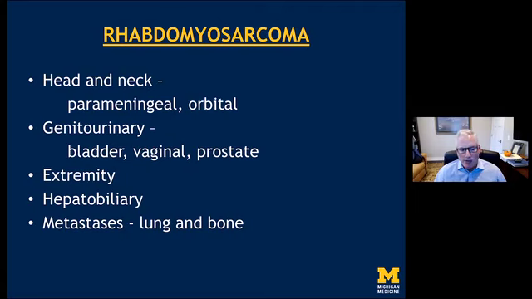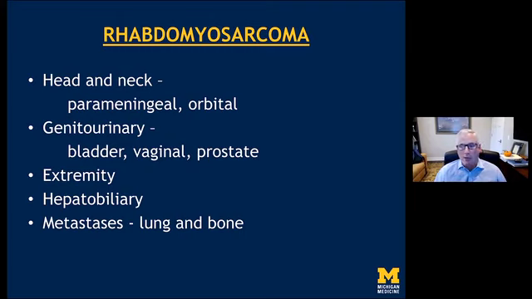The classic locations are in the urinary bladder, the vagina, and in the prostate. Rhabdomyosarcoma can occur anywhere else in the abdomen and has a predilection for peritoneal spread of tumor as well. And we'll talk a little bit about that. But again, these are the three major sites in the abdomen that we do think about.